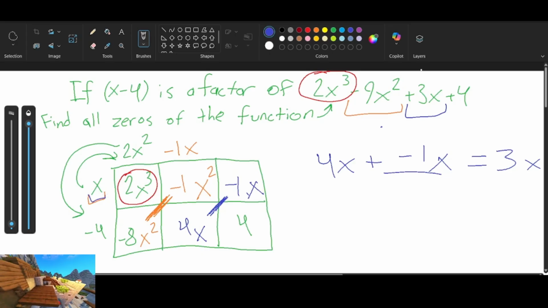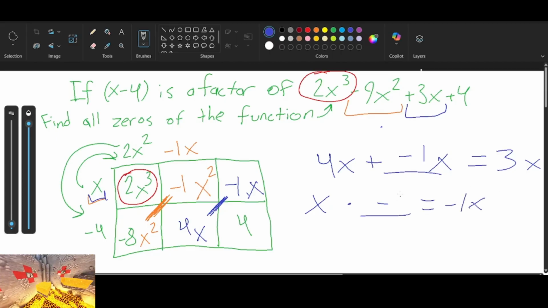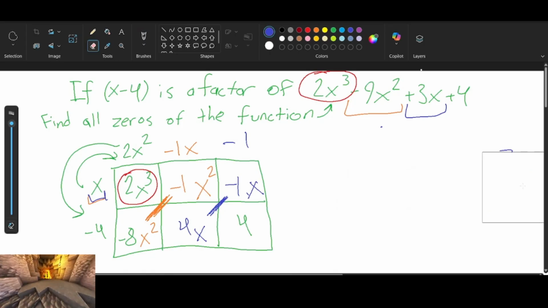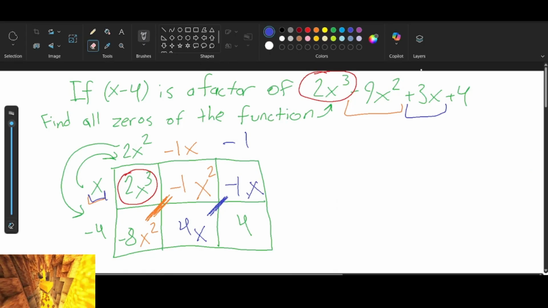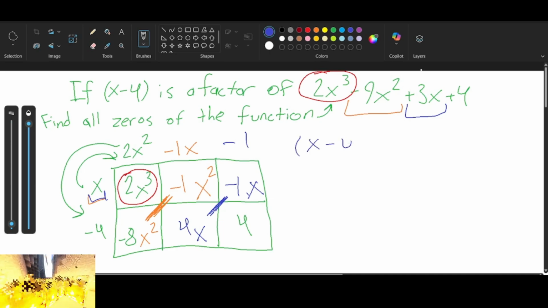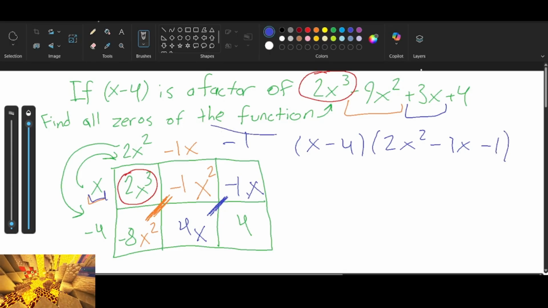So again, x times what equals negative 1x? That's just negative 1. So I put negative 1 in my top box. So now I have a factored form of x minus 4 times the 2x squared minus 1x minus 1 that I just solved for up top here.